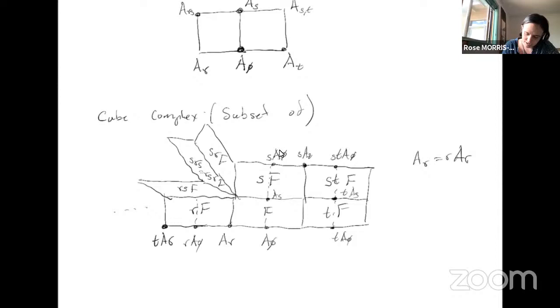And now I have another, this should be T R times F, right? Here's T R A empty set down here. Right, so I can keep building in this direction. I should be able to keep building in this direction. I can keep building in this direction. I'm going to make an infinitely branching thing coming off of this.